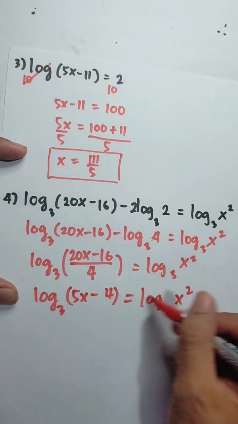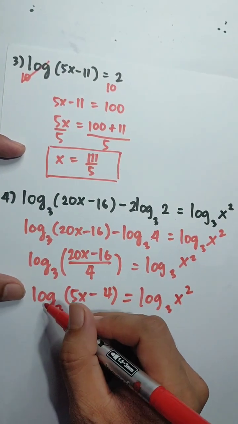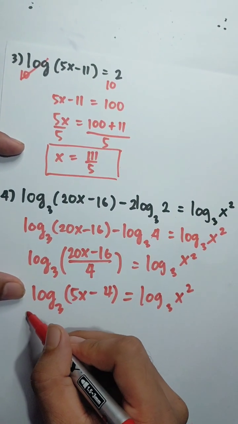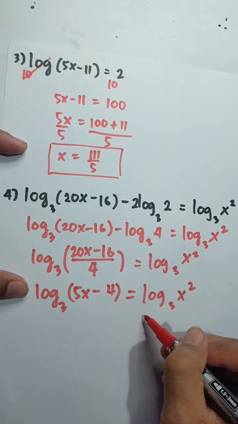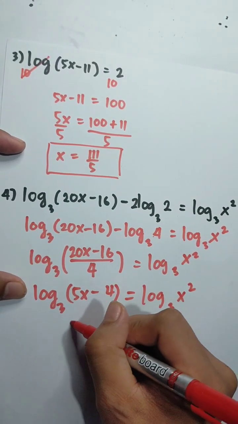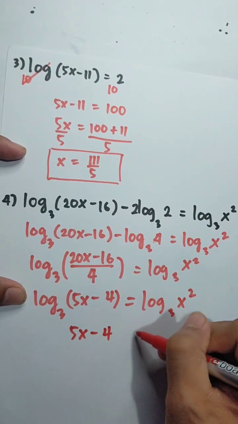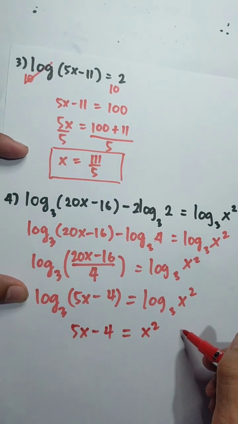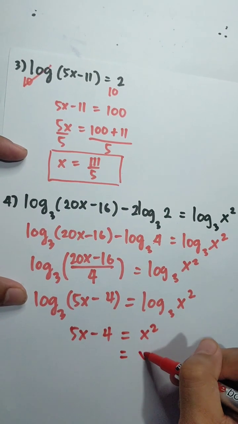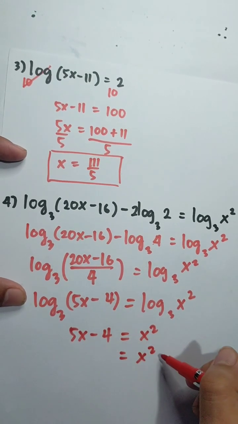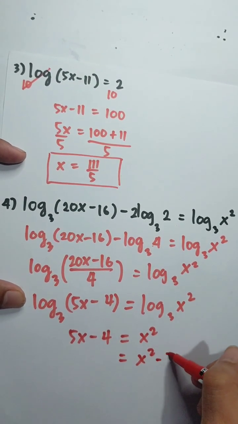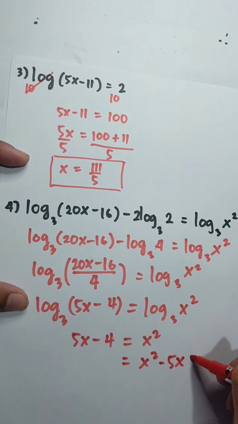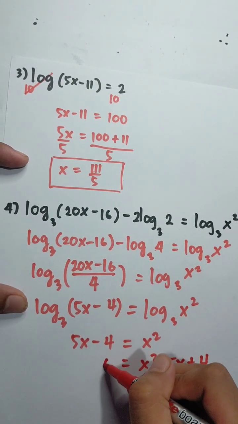Okay, next is the equality rule. They are the same log on both sides. So you can raise this to the base 3, and then the log will be eliminated. So we have 5x minus 4 equals x squared. And let's move this to the right hand side. It's gonna be x squared minus 5x here, so minus 5x here as well, plus 4 here, plus 4 here, so it's gonna be 0 here, plus 4. Left side will be 0.